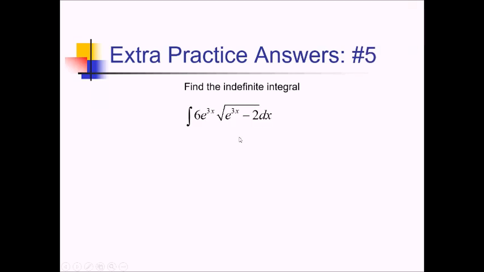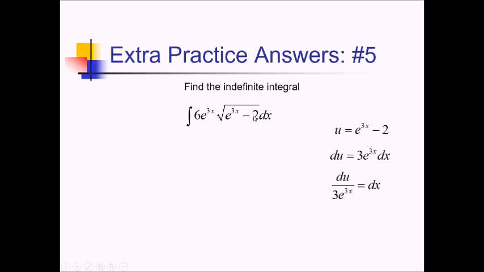For this problem, the key thing to pick up on is that we have an inner function whose derivative, also involving an e to the 3x, is elsewhere in the problem. So this is a good candidate for substitution. Let's let u equal this inner stuff of e to the 3x minus 2. So then du, using the chain rule, is going to be 3e to the 3x dx. So then du over 3e to the 3x is the same as dx.